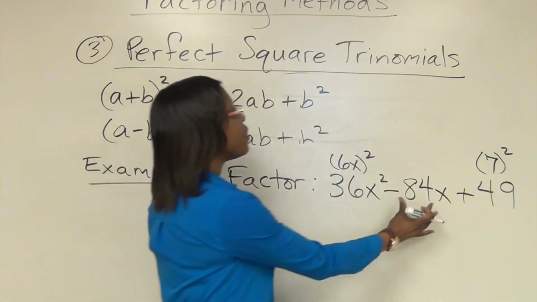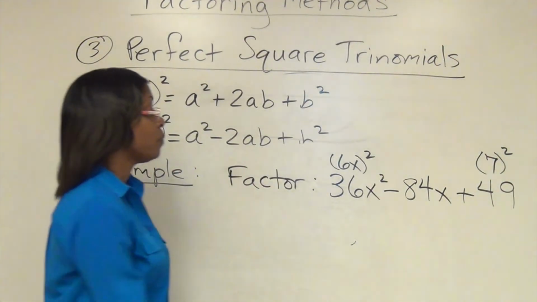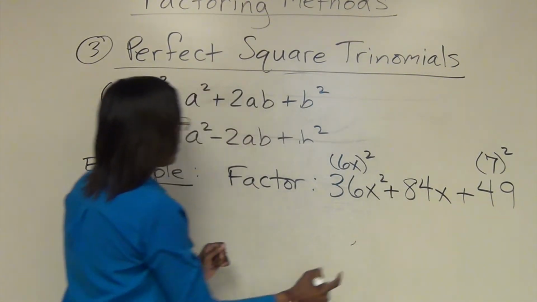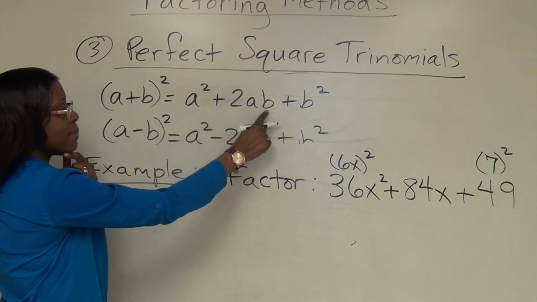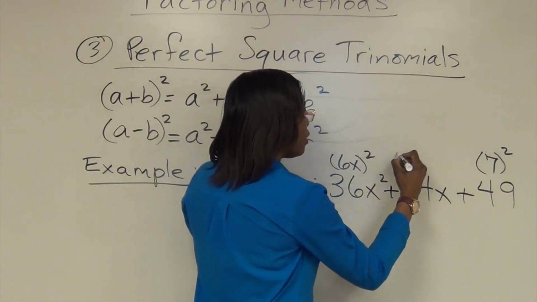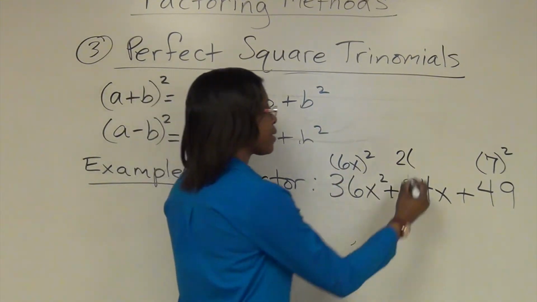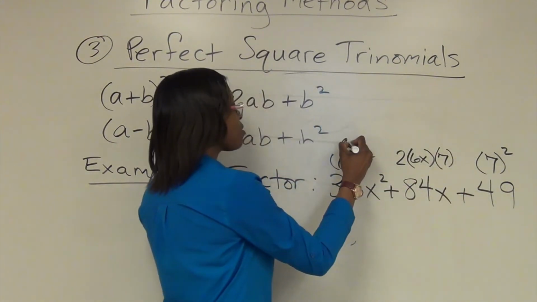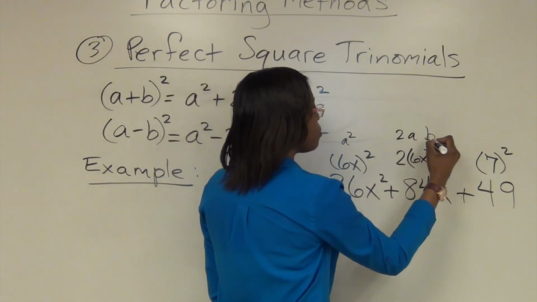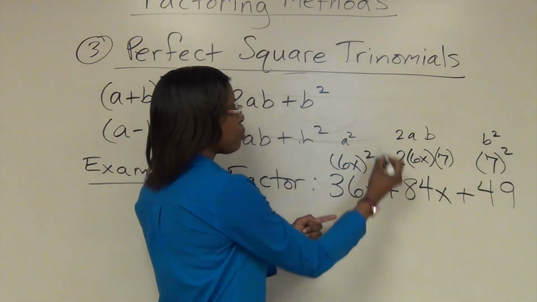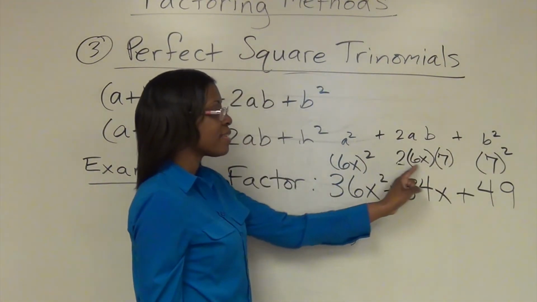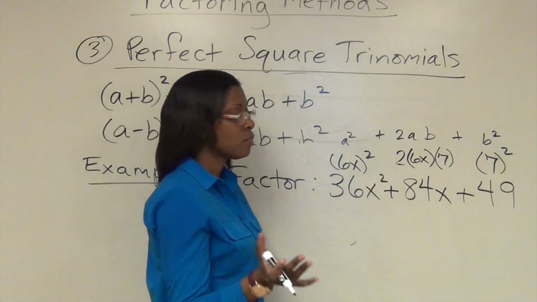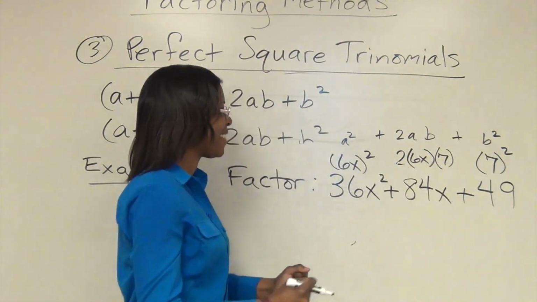So what do we notice? In the middle, if it's a perfect square trinomial, let's make this a plus sign, everybody, okay? The middle term has to be 2 times a times b. So, do we have that? We have 2 times, let's see, 6x is a, and this will be b, which is 7. So if this is my a squared, this I want to be 2 times a times b, and this is my b squared, and I have a plus sign here. That would mean if this is equal to 84x, that's a perfect square trinomial. What is 2 times 6, everybody? 12. 12 times 7 is 84x. Yes, it's a perfect square trinomial.